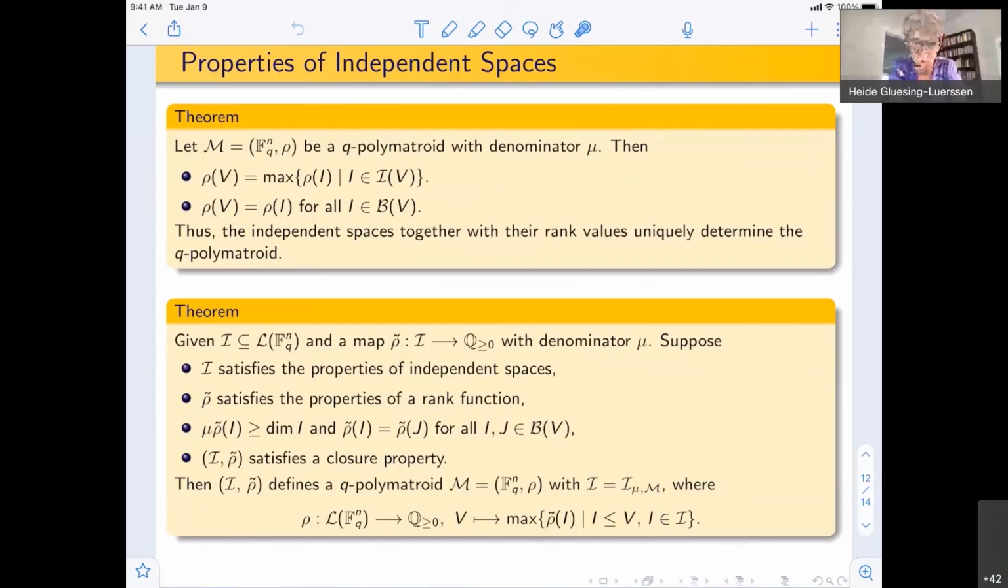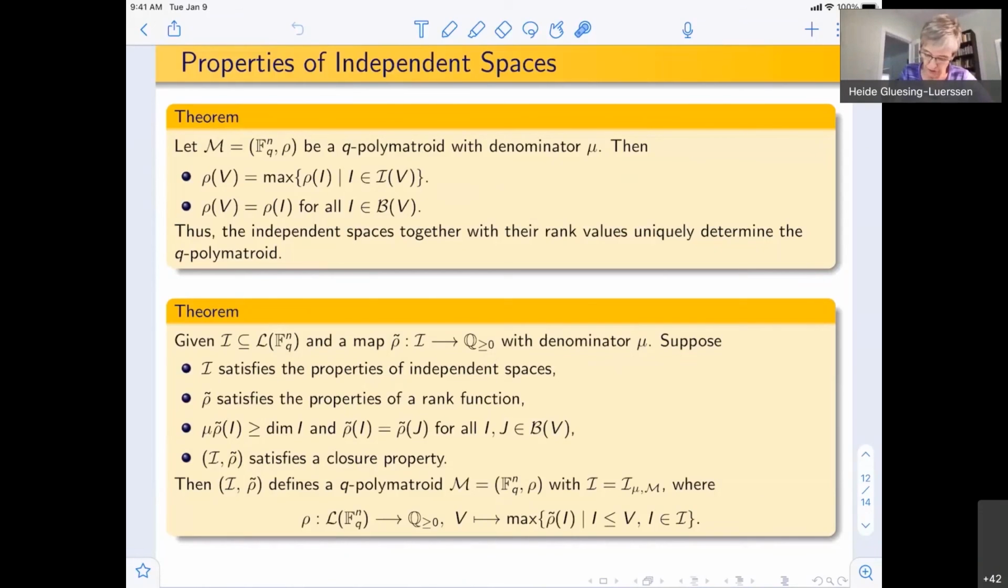The next one is a little bit clumsy here. I think I'm going to skip that. So this result here tells us the independent spaces, together with their rank values, fully and uniquely determine the q-polymatroid. We know what the rank value for any arbitrary space is. And that now can be turned into an equivalent definition of q-polymatroids based on independent spaces.